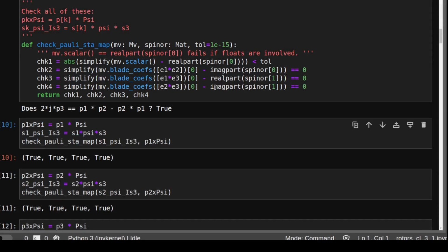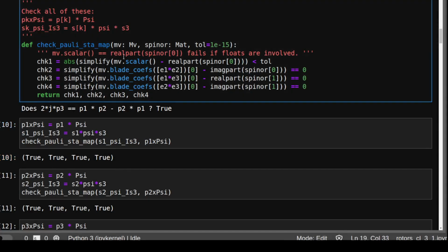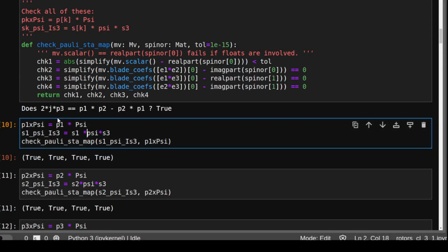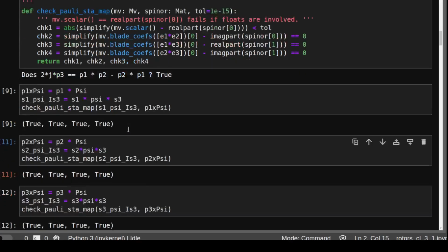The E2, E3 component should be the imaginary part of the second row of the spinor. And so let's do the checks. It looks like I previously ran this code and it worked out all right, but let's do it live. Pauli matrix P1 should map to the multivector sigma 1 times the wave function times sigma 3. Let's check that. Yeah, it works out true.